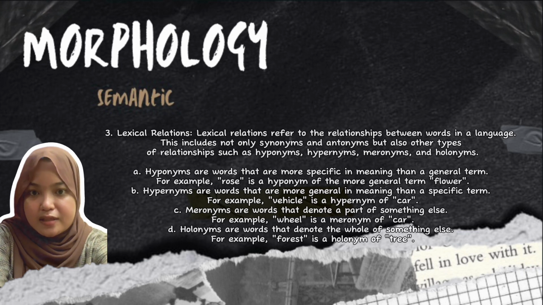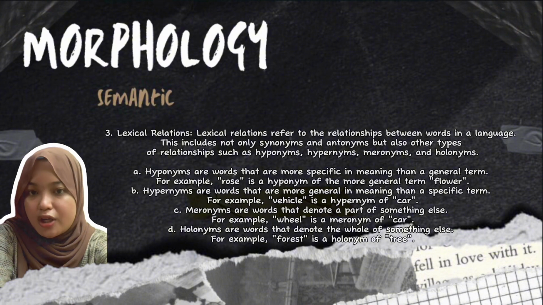And the third, meronyms, are words that denote a part of something else. For example, wheel is a meronym of car. And then at last, holonyms are words denoting the whole of something else. For example, forest is a holonym of tree.